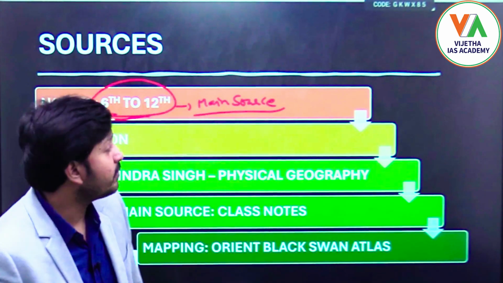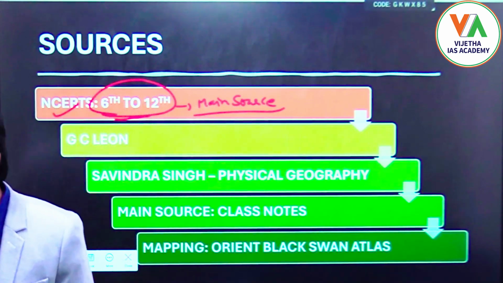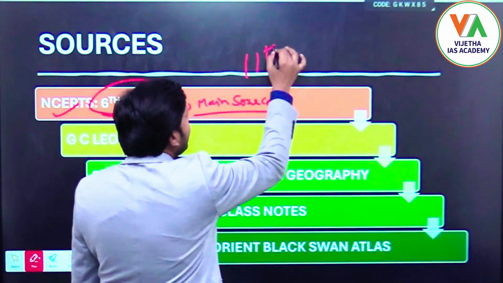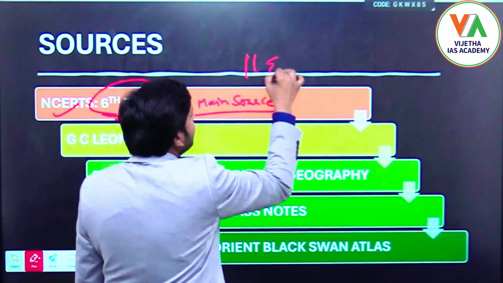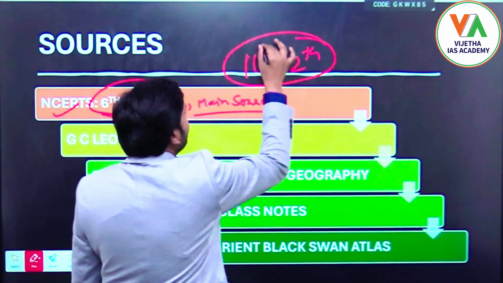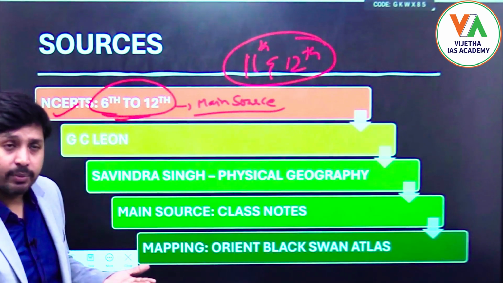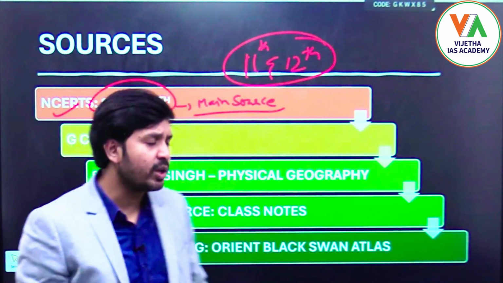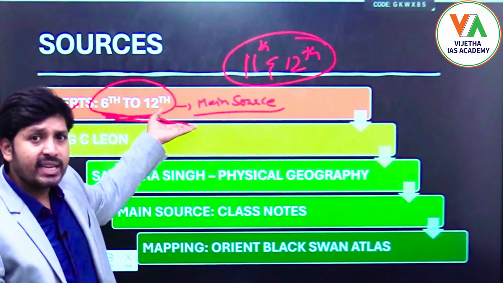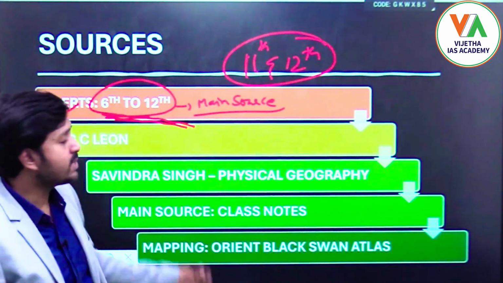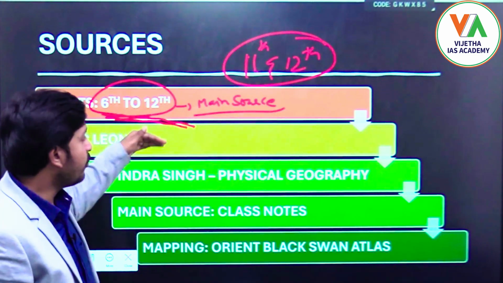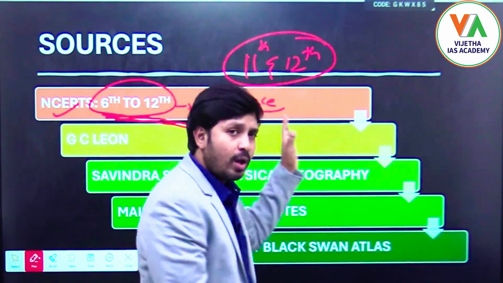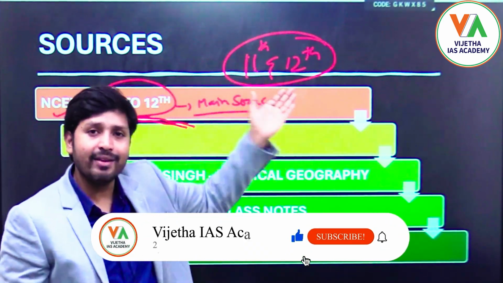But if someone is very comfortable with geography, then they can start reading from 11th class itself. 11th and 12th NCERTs are a must. So if you are very comfortable, then read only these 2 NCERTs. Otherwise, if you don't have any idea with respect to geography, then start from the basic NCERT from the 6th class onwards. 6th to 12th is necessary, but if you have some background or if you are very comfortable with geography, then you can directly skip all these and read 11th and 12th NCERT.